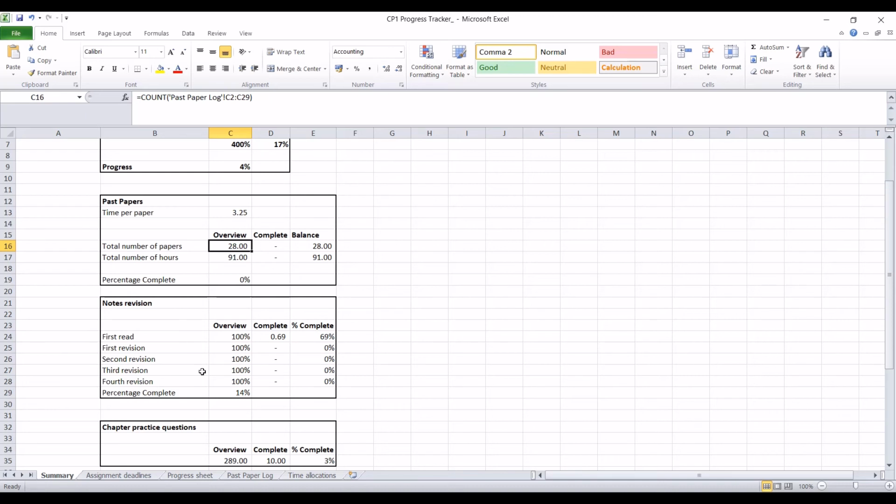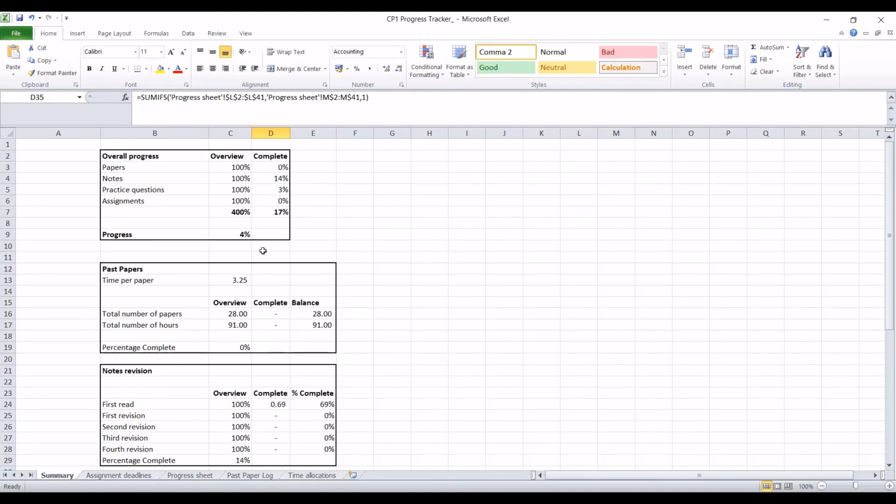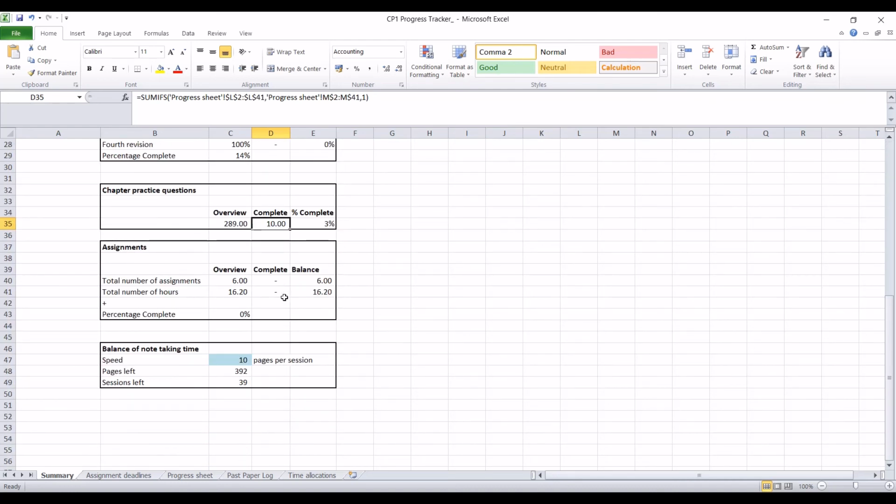We've also got the notes revision section over here, which is the one that I'm currently working on. So the first read, which is where I'm taking my notes, I'm 69% done with that. And then I haven't done the first revision, obviously, because of what I've explained to you. So I'm 14% done with my notes so far. And then chapter practice questions, I've done chapter one practice questions, and that is only 3% of the practice questions in the course. So that's being recorded, and it's also part of the summary up here. And then we'll move on to the assignments. This is a mistake, that's not supposed to be there. There are a total of 6 assignments, and the total number of hours is 16.2, and these are from the assignment deadlines sheet. And then my progress is 0 because I haven't attempted anything.